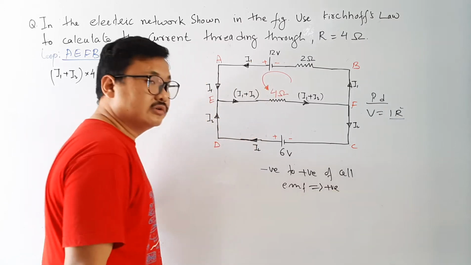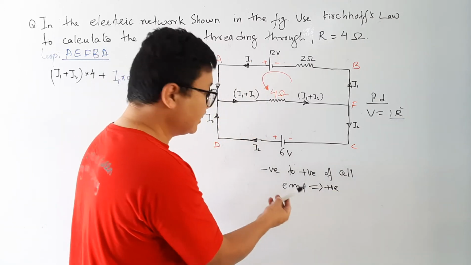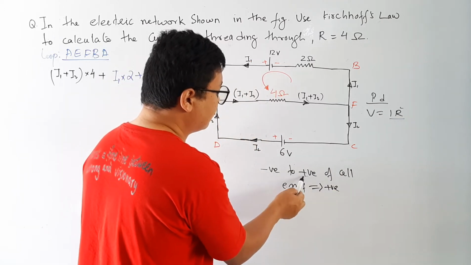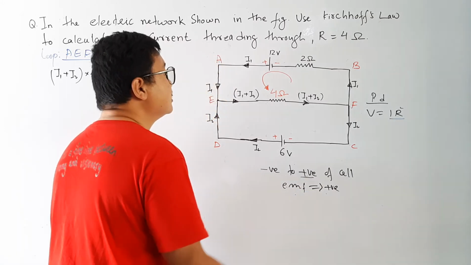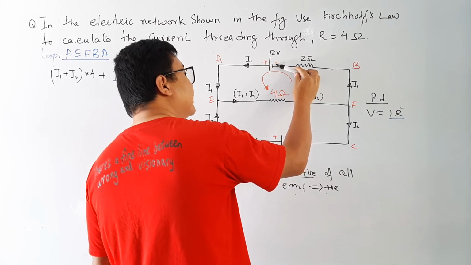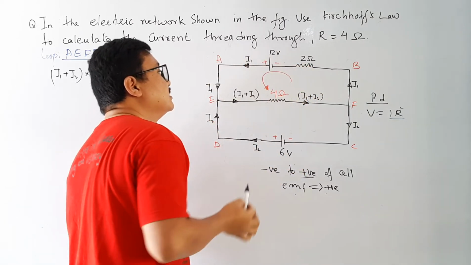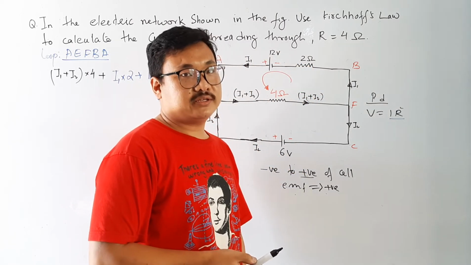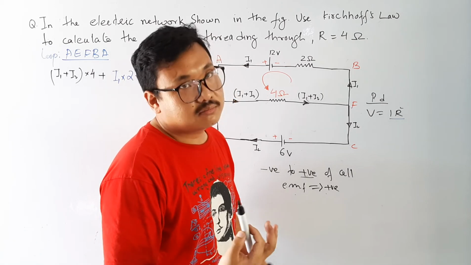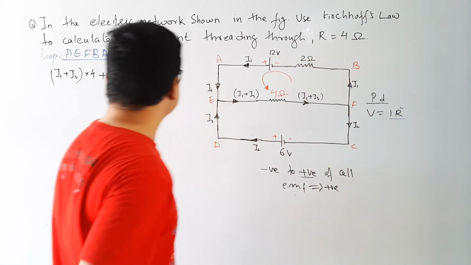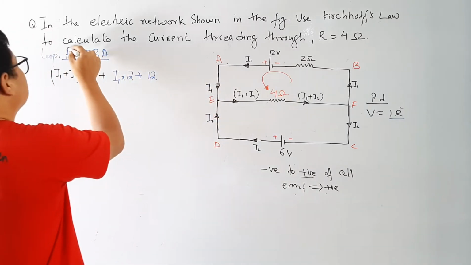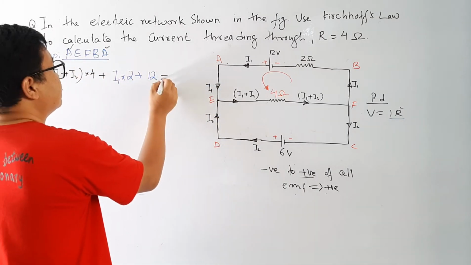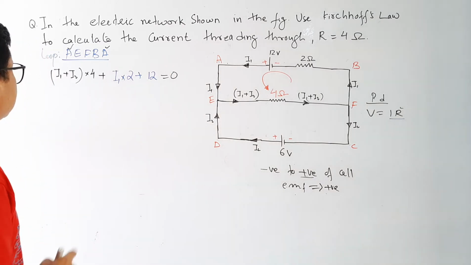So whenever we go from negative to positive of the cell, the EMF is taken as positive. If you see here, we are entering into negative and coming out from the positive. What does this mean? It means EMF is positive. So here it is positive, and then I reached A. I started from A and I reached A, so this will be equal to 0. So let us solve this.